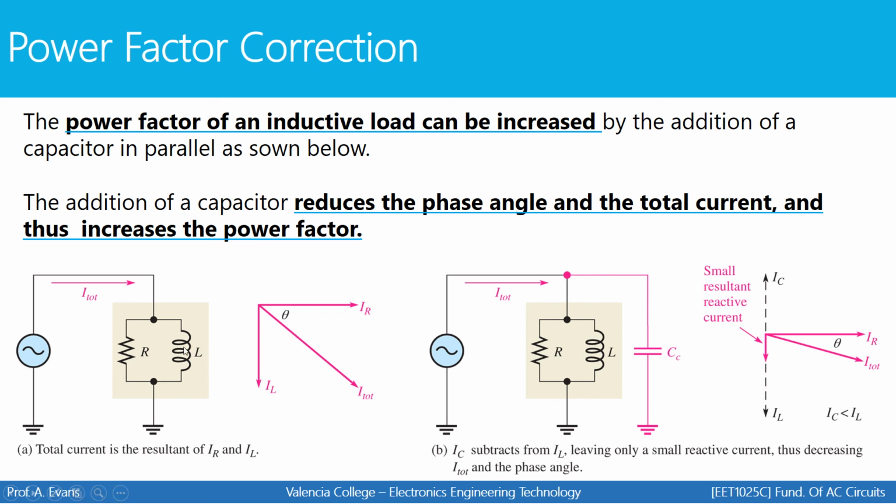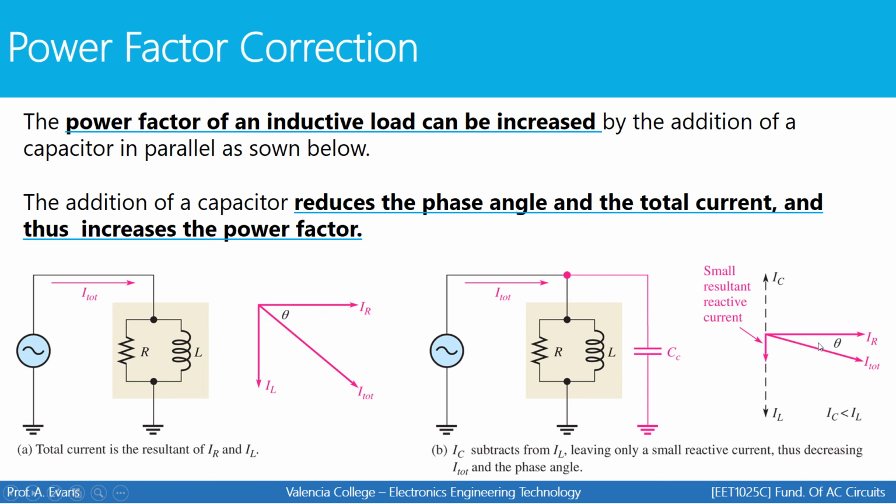So let's say that you have a circuit that looks like this. R and L are in parallel here. Look at the current. And here's theta. This is what determines our power factor. I can add a capacitor in parallel to this branch, therefore reducing the angle of theta right here, this angle between the total current and the current through R.